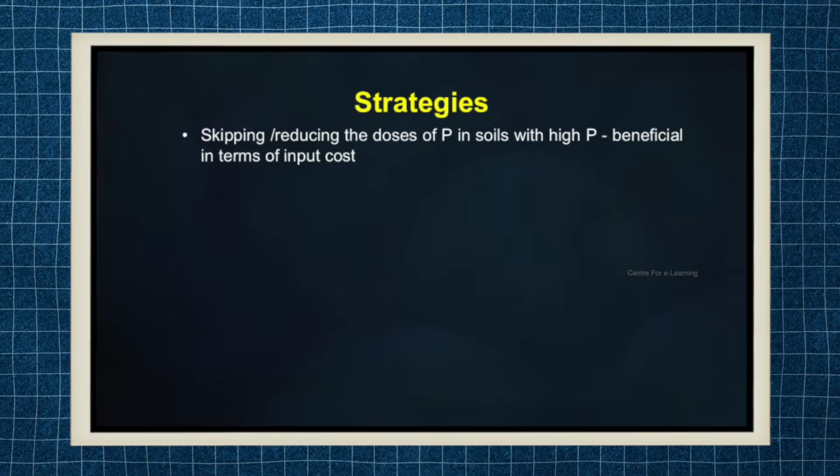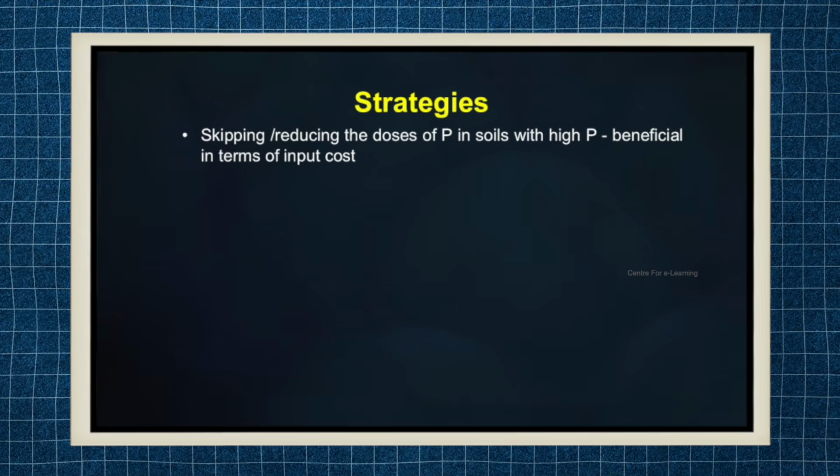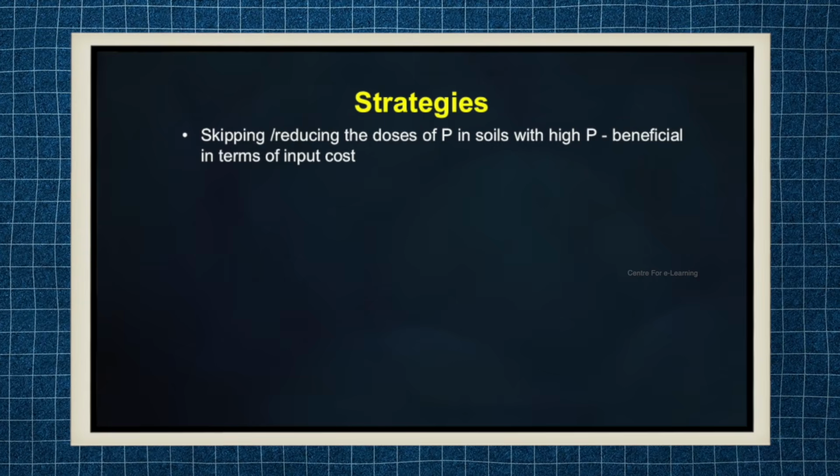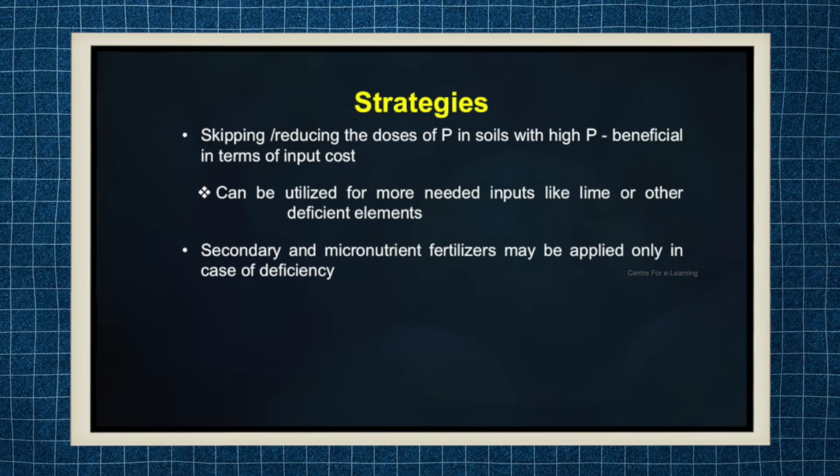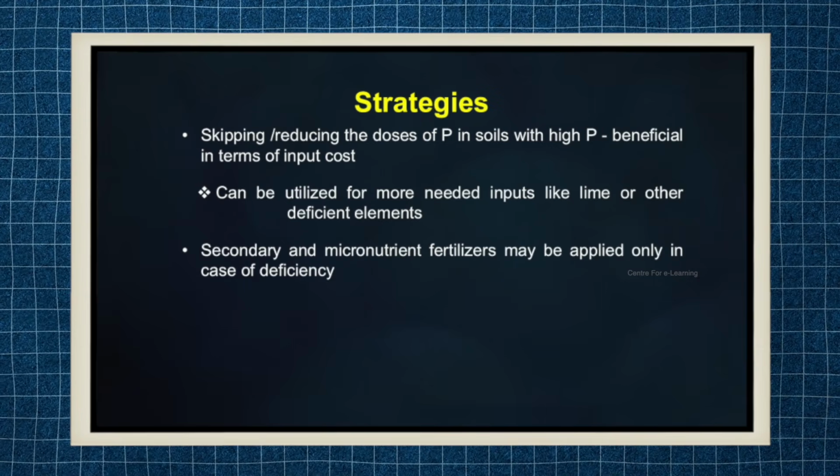So in such cases where high phosphorus is there, even for 2 or 3 seasons or even 2 years, you can skip or reduce the phosphorus or phosphatic fertilizers, and the cost of inputs of phosphatic fertilizers can be utilized for liming or micronutrient application. Second, as I have already told, secondary and micronutrient fertilizers may be applied only in the case of deficiency.